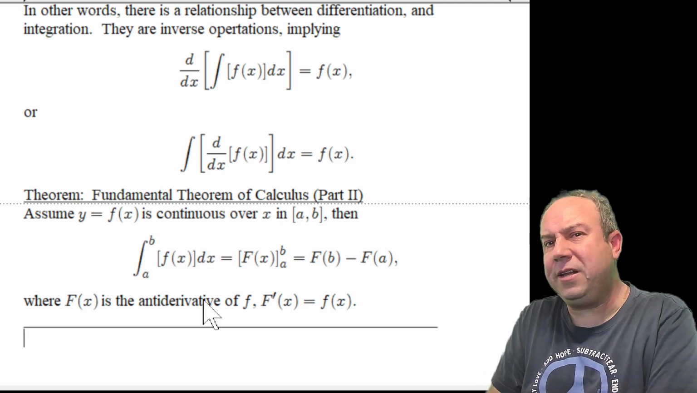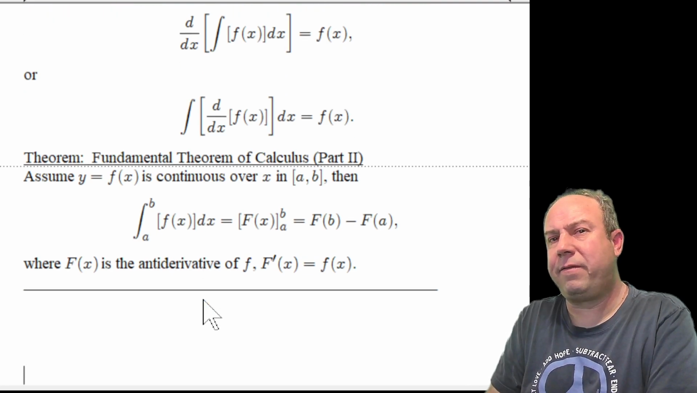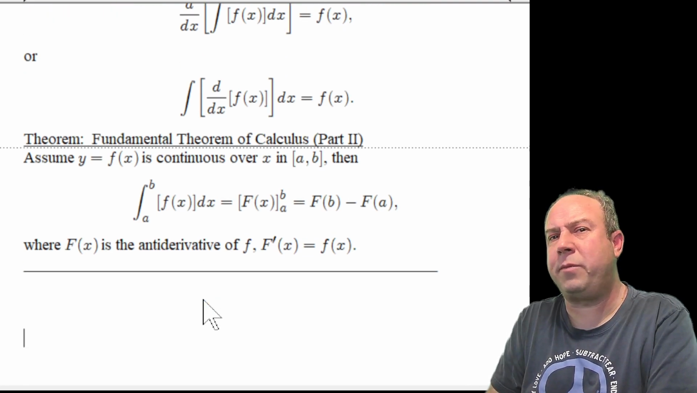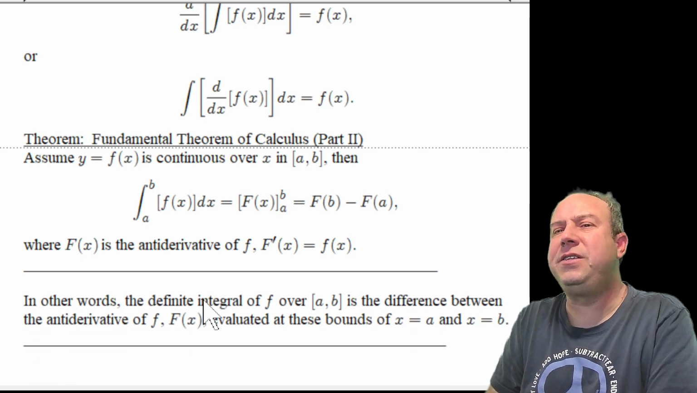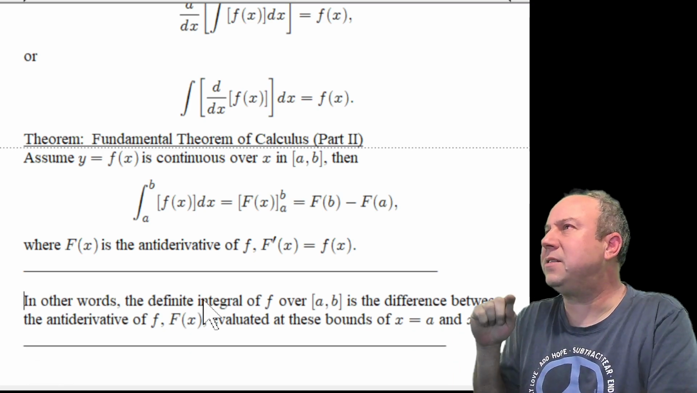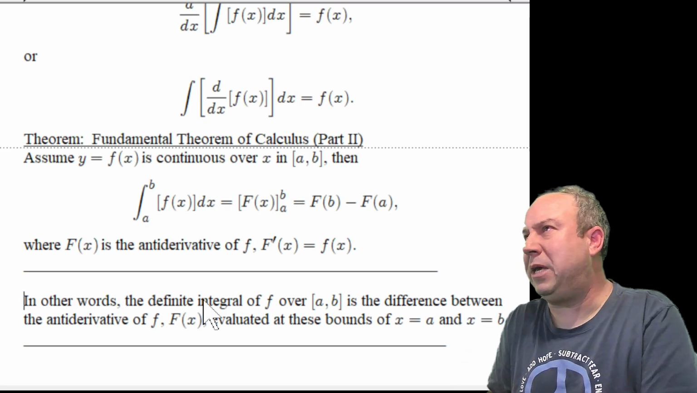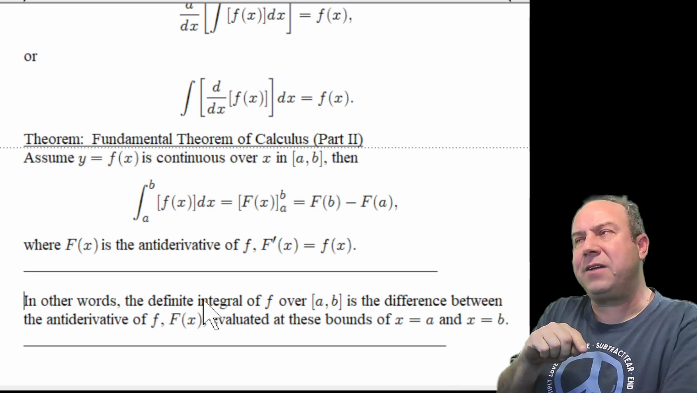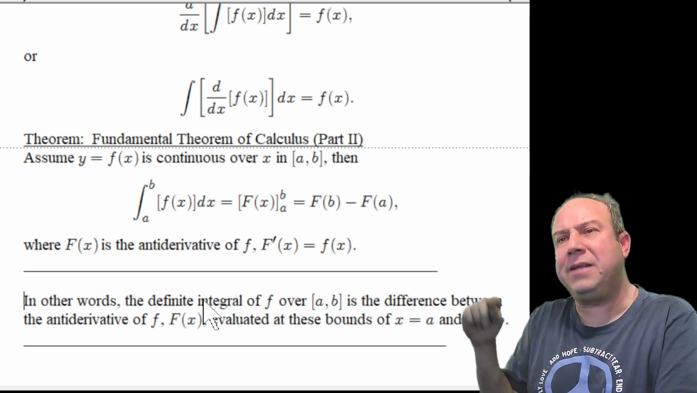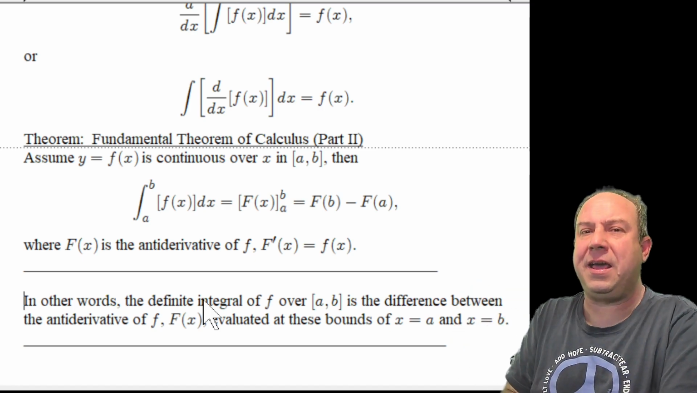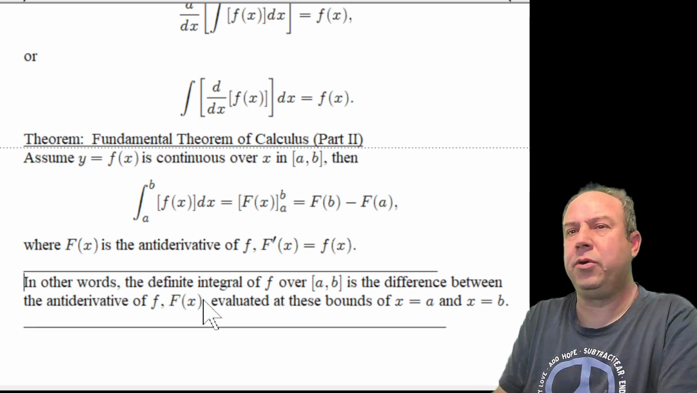The definite integral of a function across its boundaries from a to b is just the difference between its antiderivatives at b and at a. It's going to be the antiderivative of f at b minus the antiderivative of f at a. That's what we put into other words here.